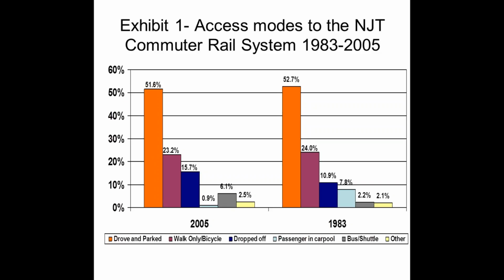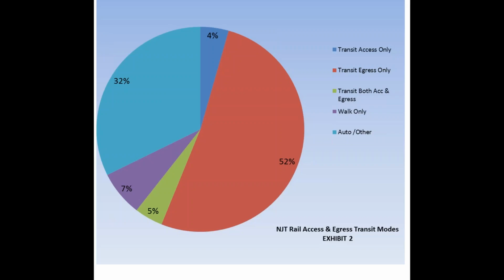The only real change is the amount of dropped-off people has gone up, and the amount of people using buses or transit to access the system has gone up to about 6%. So you can see that over a 22-year period, how people get to the station is relatively stable. And this just summarizes the commuter rail system, the different methods of transportation.